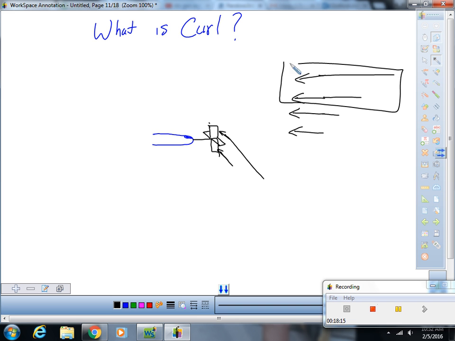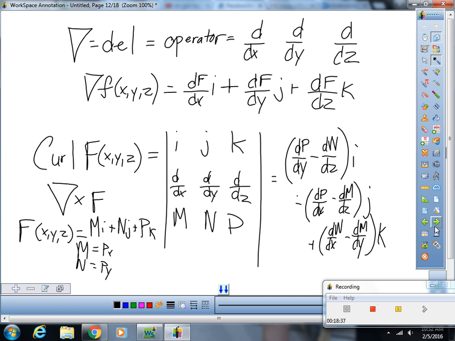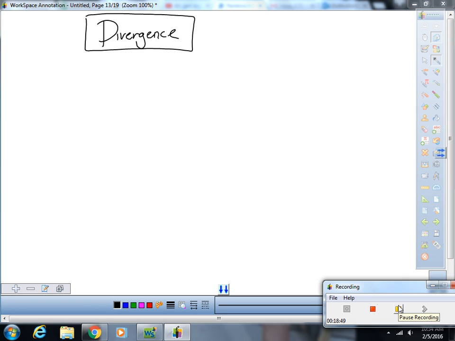Okay. All right. So what we found here is how to find curl. What did we use to find curl? We used a cross product and an operator, okay? Raquel? Okay, so now we're moving on to divergence, okay?